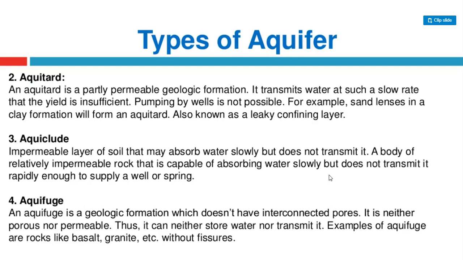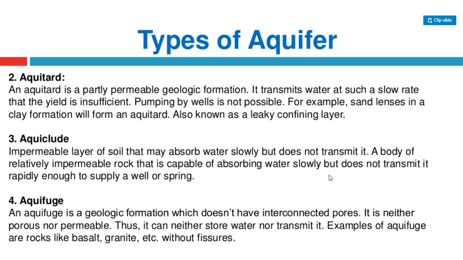Aquiclude: an impermeable layer of soil that may absorb water slowly but does not transmit it. A body of relatively impermeable rock that is capable of absorbing water slowly but does not transmit it rapidly enough to supply a well or spring.